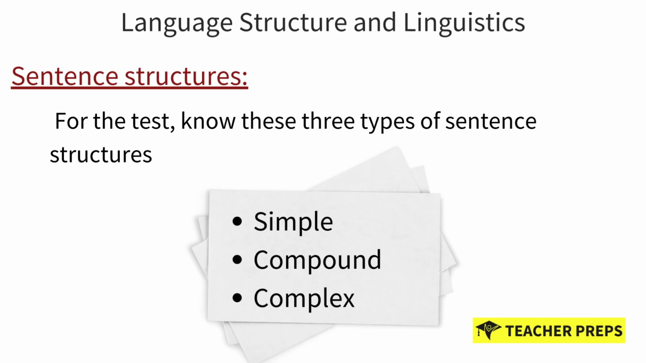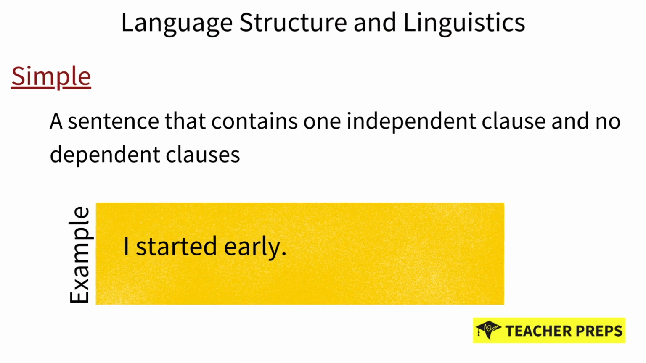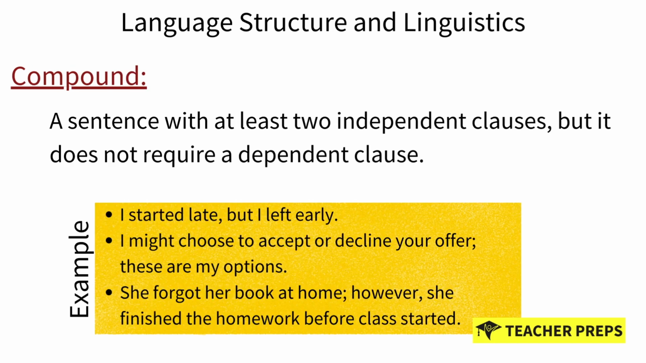Now we have sentence structures. For the test, know these three types of sentence structures: simple, compound, and complex. A simple sentence contains one independent clause and no dependent clauses. For example, I started early. A compound sentence is a sentence with at least two independent clauses, but it does not require a dependent clause. For example, I started late, but I left early.